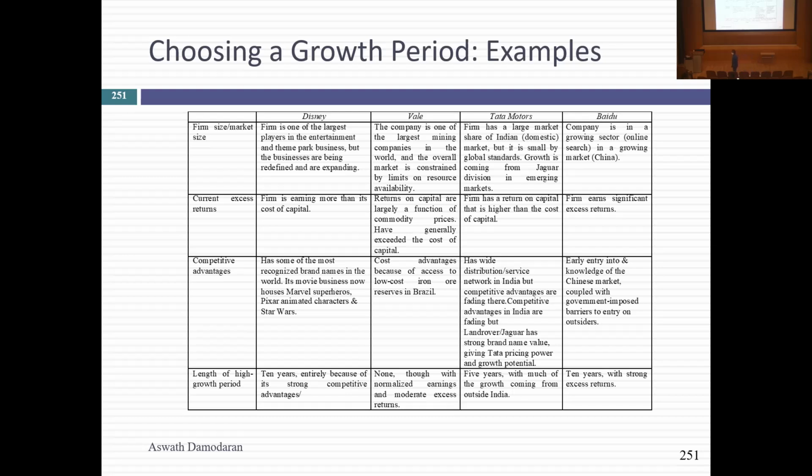In the case of Baidu, the youngest of my companies, the search engine right now doesn't pay dividends, reinvests everything back. China is growing, and at least in 2013, tremendous growth happened in the underlying market. I did give them 10 years of growth.